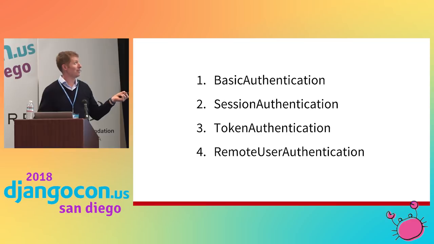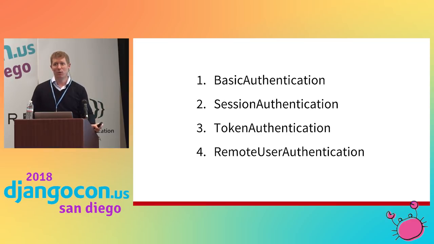All right, so now, Django REST Framework has 4 built-in types. Why, right? Why do we really care? And we do, but we're going to break down all 4 of them. So there's basic authentication, session authentication, token authentication, and remote user authentication. I'm curious, how many people have used remote user authentication in this room? Okay, a couple. All right, awesome.